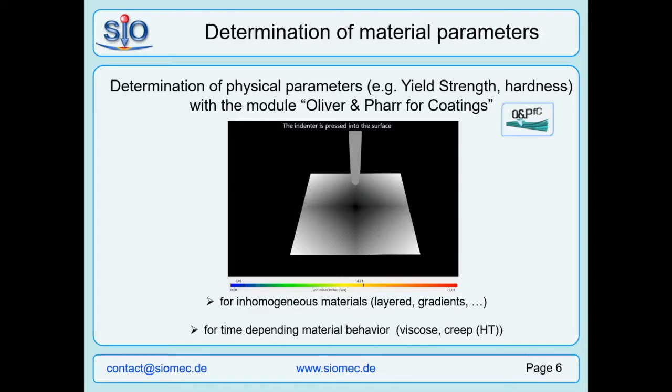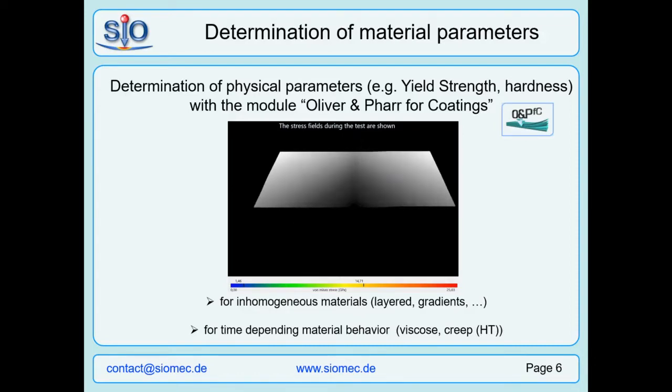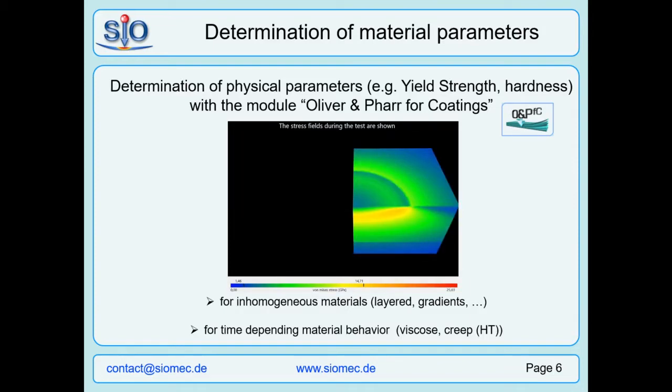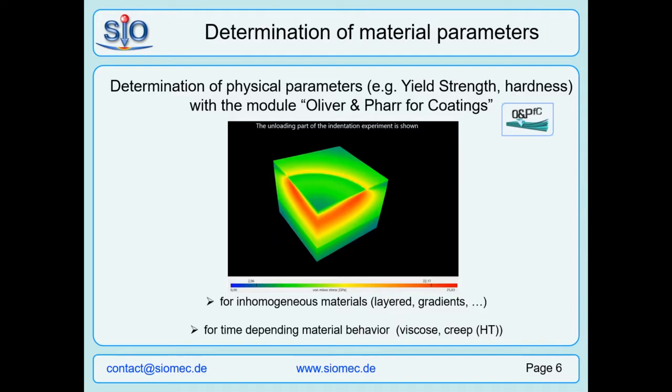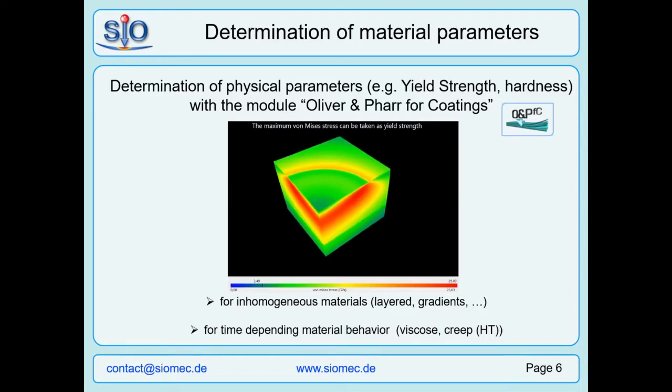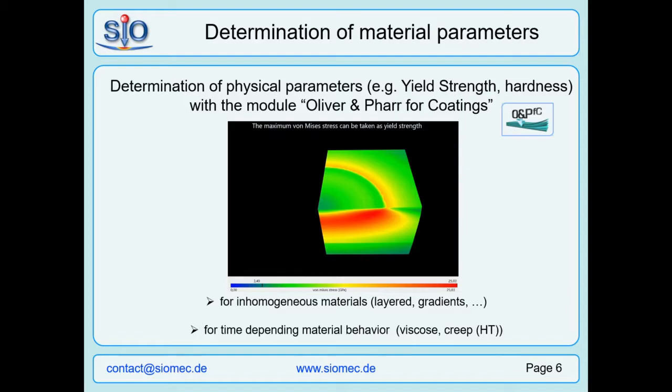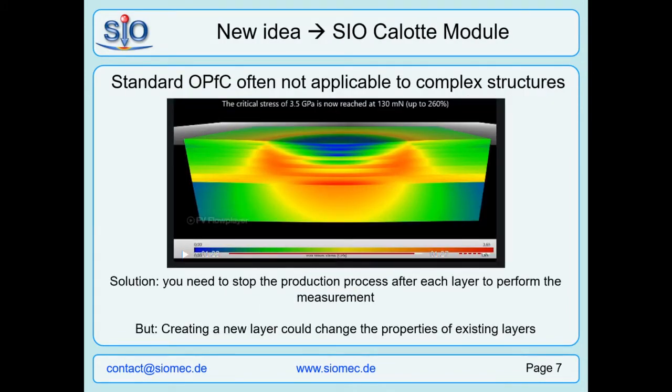Therefore, the Saxonian Institute of Surface Mechanics already has very useful tools on the market. The Standard Analysis Method module, Oliver and Pharr for coatings, for example, brings effective values for hardness and Young's modulus, even for inhomogeneous materials with gradients and multilayers, as well as for time-dependent material behavior. But even this might not be sufficient for very complex material combinations.